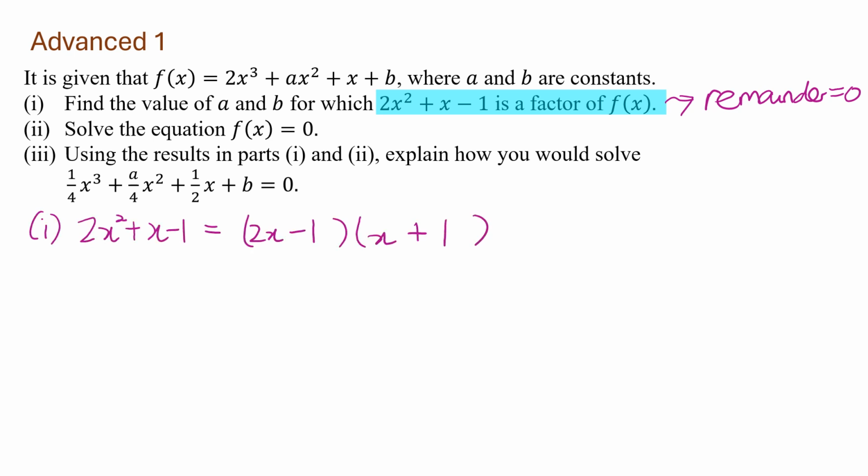Right, so all we need to do is to factorize your divisor into 2x minus 1 and x plus 1. And from there, we can actually substitute x to be half to get f of half equals to 0. Substitute x to be -1 to get f of -1 equals to 0. Right, so with that, I can form two equations where I can solve them simultaneously to find the values of a and b.